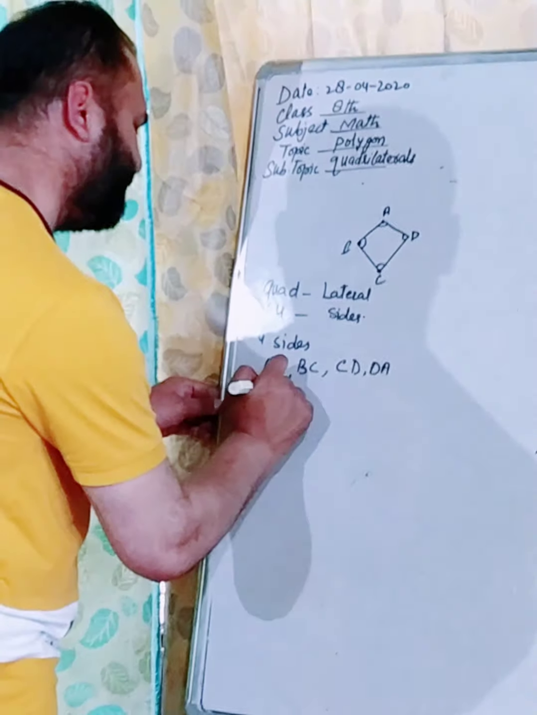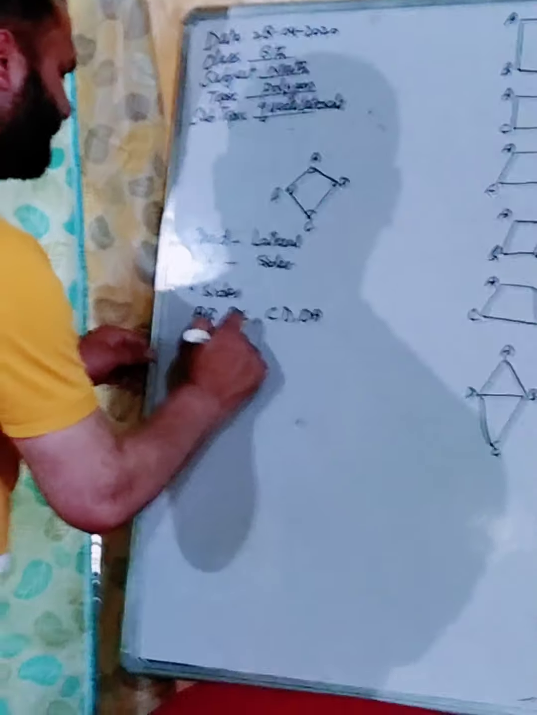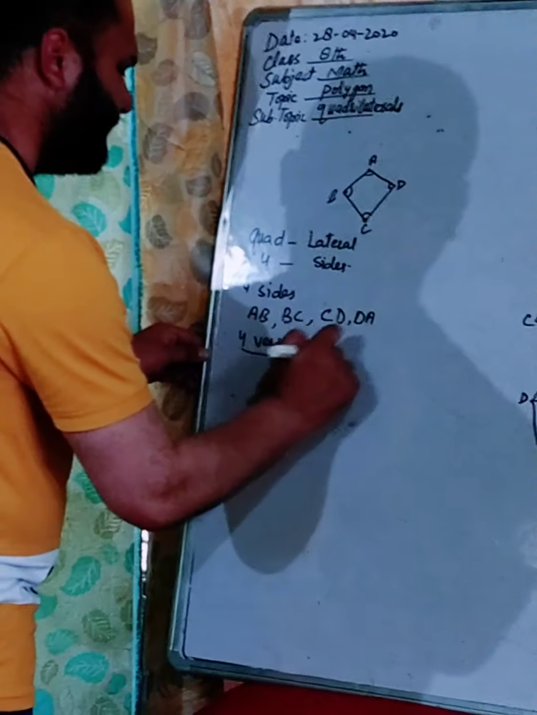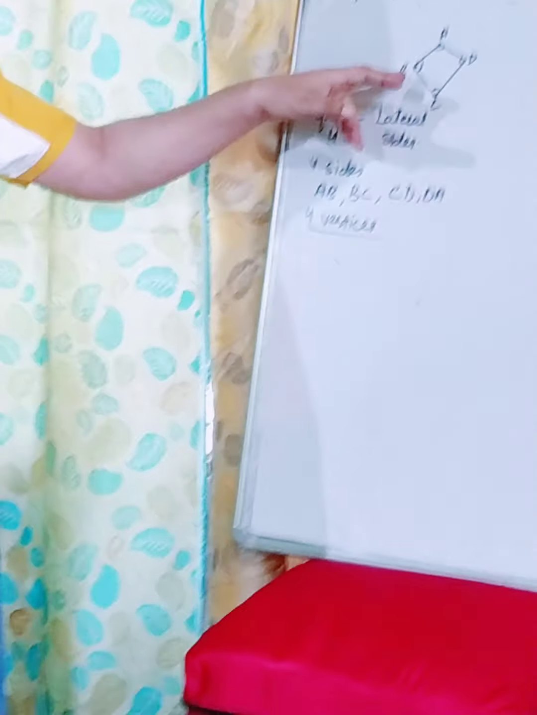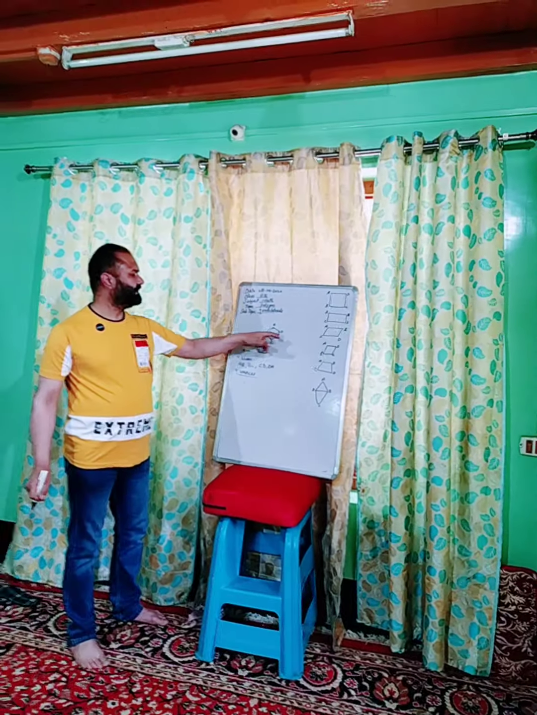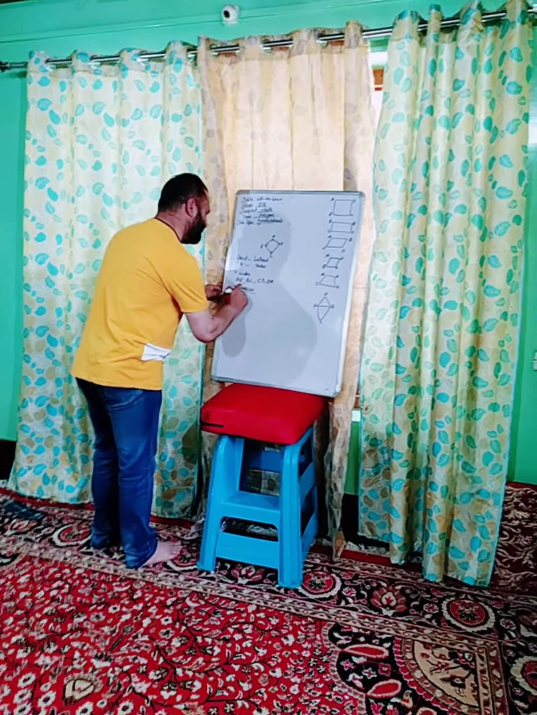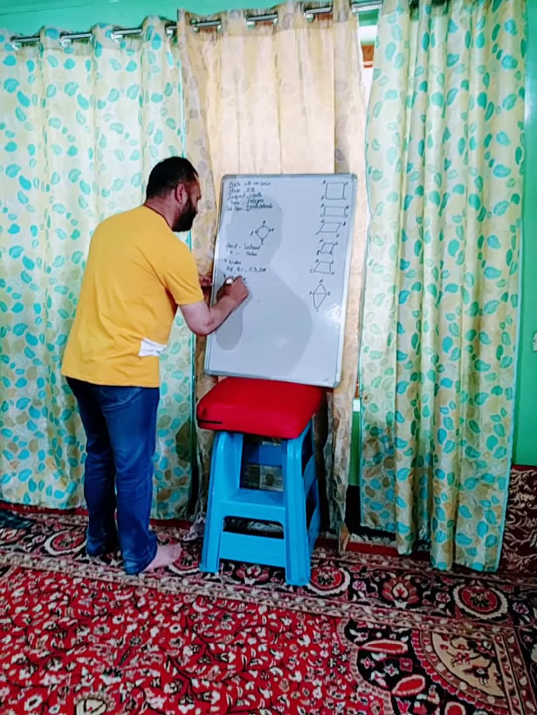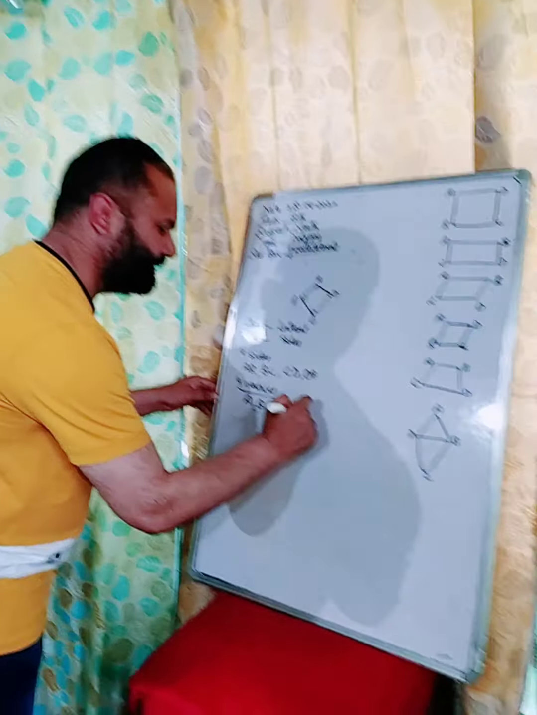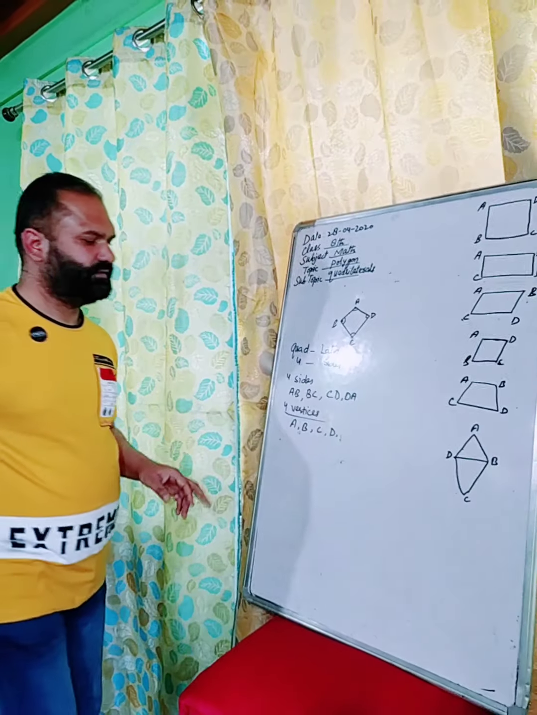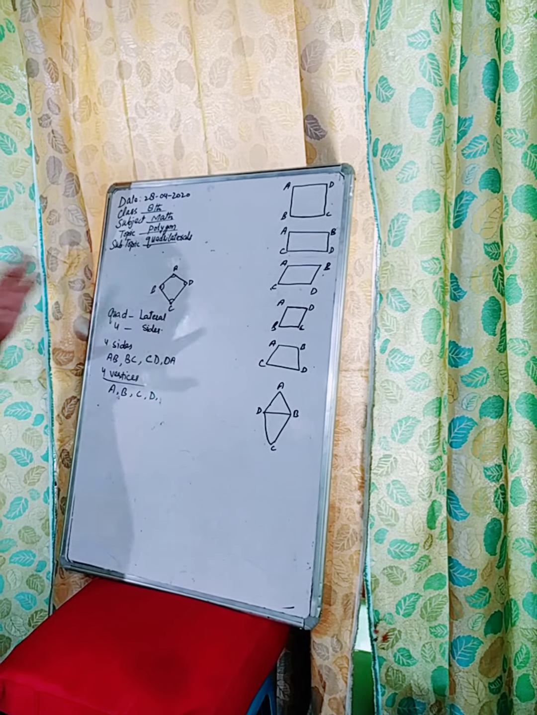It has four vertices. Corners mean four corners, four vertices. This is 1, this is 2, 3 and 4. At A is corner first, corner second, corner third and corner fourth. That is A, B, C, D. These are its corners, four corners.